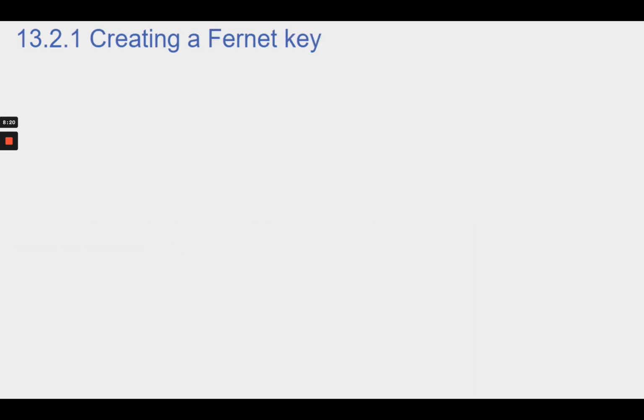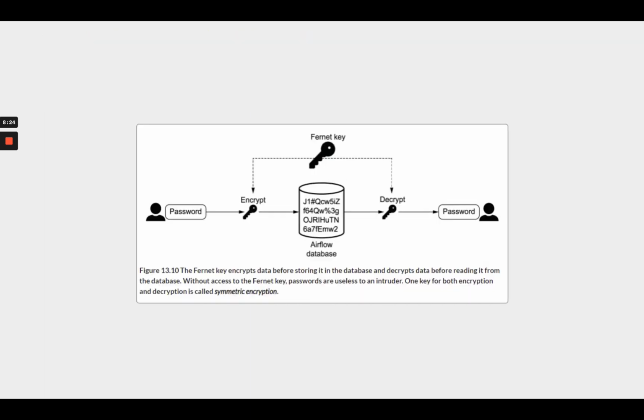Section 13.2.1. Creating a Fernet key. You also want your data to be secure after an intruder has managed to gain access. Before creating any users and passwords, ensure encryption is enabled on your Airflow. Without encryption, passwords and other secrets, such as connections, are stored unencrypted in the database. Anybody with access to the database can then also read the passwords. When encrypted, they are stored as a sequence of seemingly random characters, which is essentially useless.